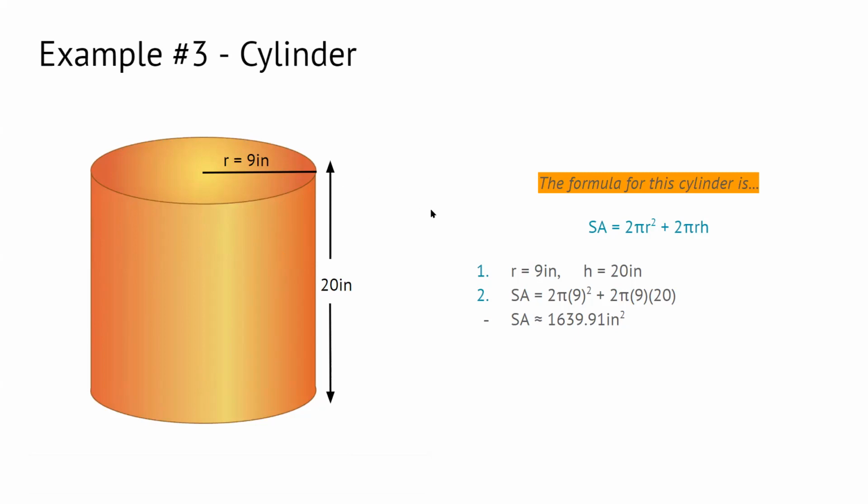So we know that radius is 9 inches and height is 20 inches. So for surface area, we can plug in the numbers. Radius is 9, we can plug it in. And the height's 20, we can also plug that in. And then we can just add them together and multiply pi out as 3.14. And then we can get 1,639.91 inches squared.